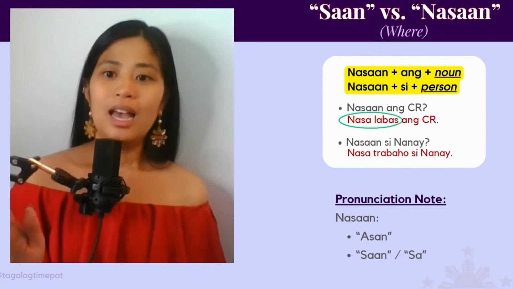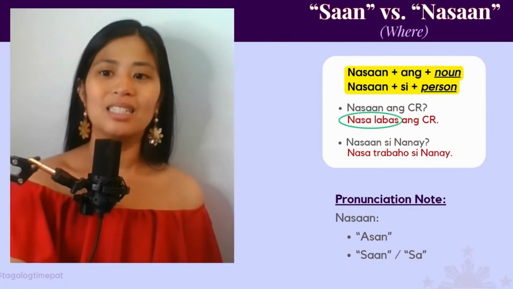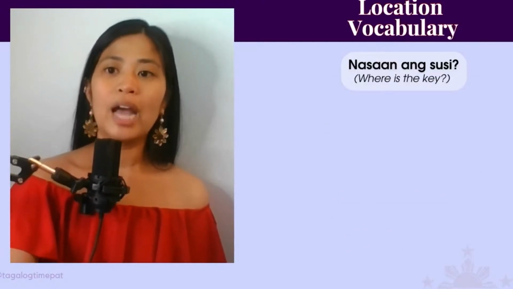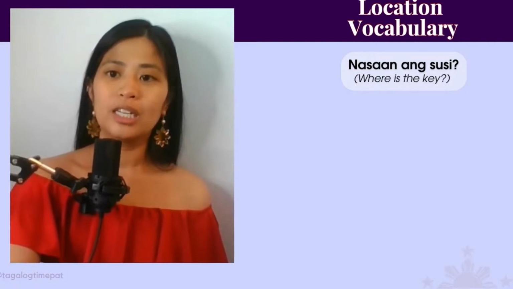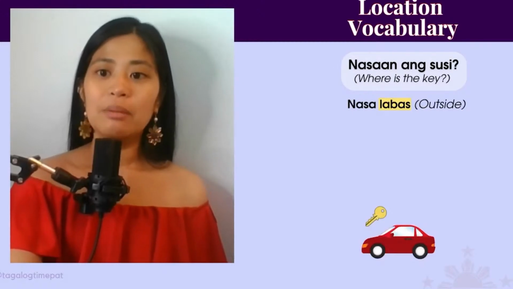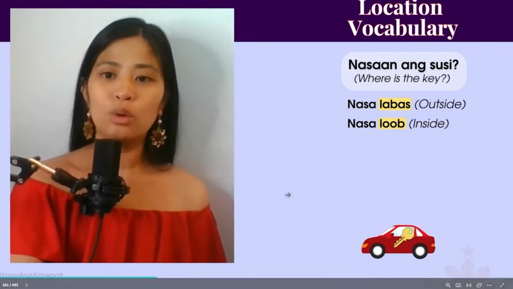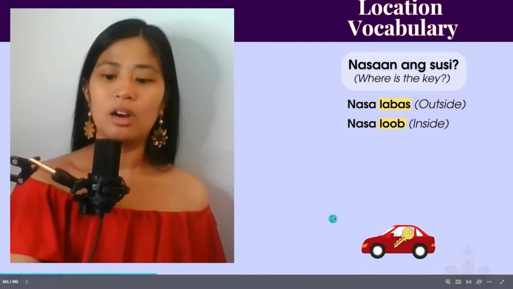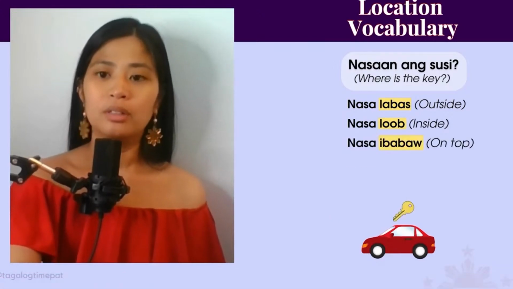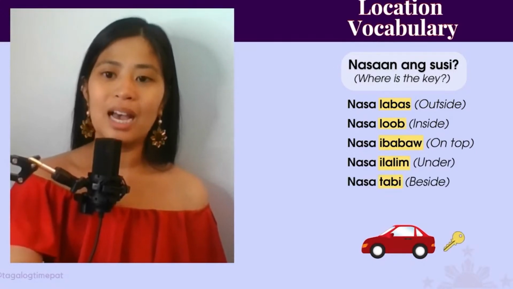Okay? Now let's take a look at this response. Nasa labas. Nasa labas ang CR. The bathroom is outside. These are the location vocabulary. So let's take the question, nasaan ang susi? Where is the key? Susi is key. Nasa labas, it's outside of the car. Nasa labas. Or nasa loob, it's inside the car. Nasa loob ng kotse. Nasa ibabaw, it's on top. Nasa ilalim, it's under. Nasa tabi, it's beside.